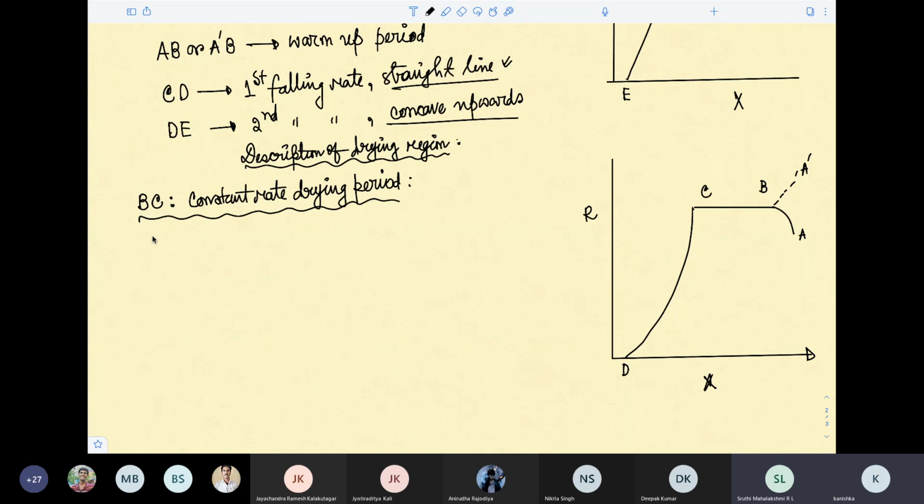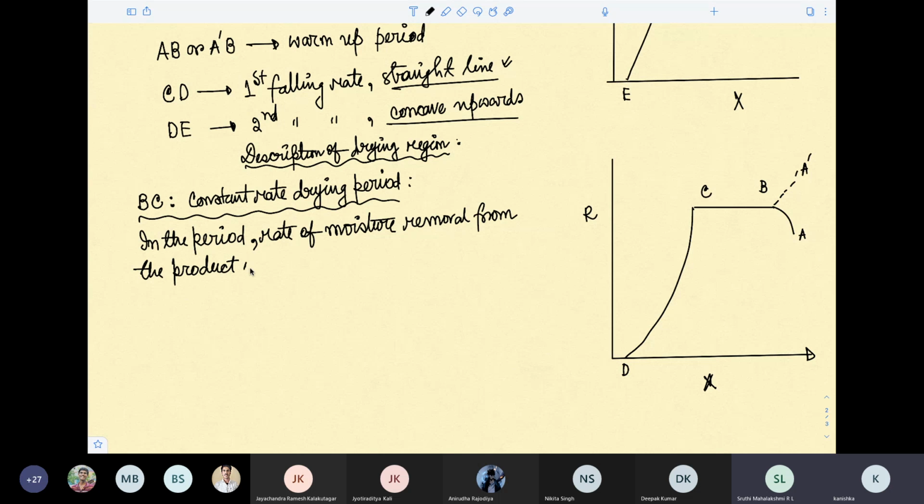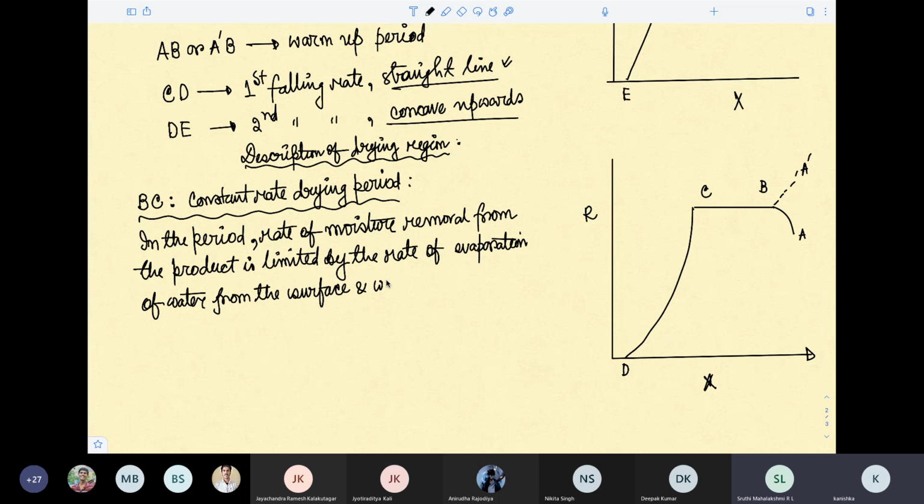In this period, the rate of moisture removal from the product is limited by the rate of evaporation of water from the surface and within the product.